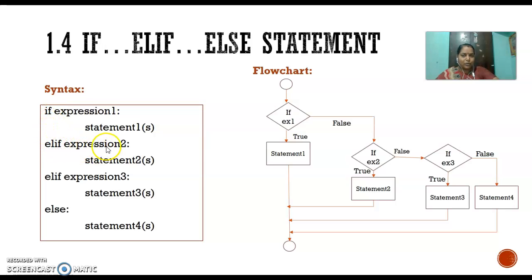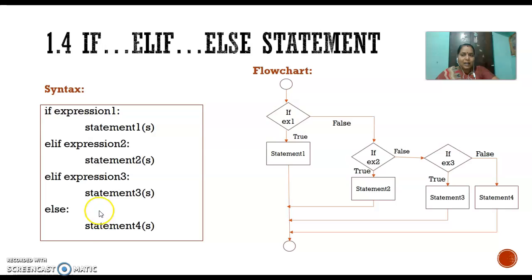Here expression 2 is checked. If this is true, then statement 2 is executed. If this is false, it will go to the next elif statement, expression 3. If this is true, statement 3 is executed. If this is false, it will go to the next statement. So that is the else statement, and statement 4 is executed.